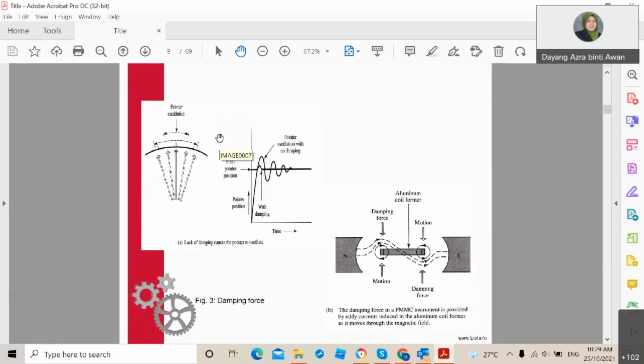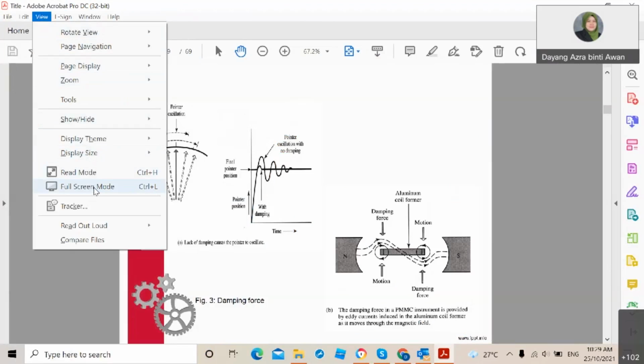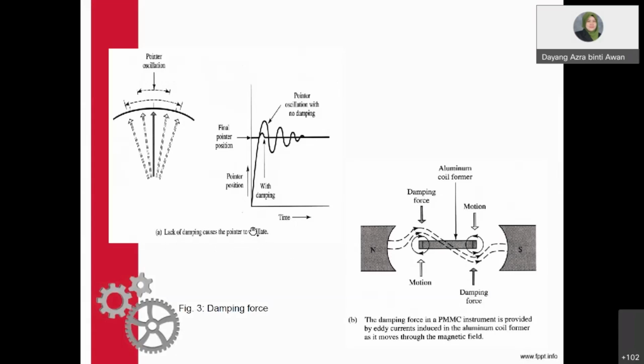So how does it look with the damping forces? If you have a lack of damping forces, it will cause the pointer to have problems with its oscillations. You can see here on the graph the pointer oscillation with no damping, and this one is with damping, showing the final pointer position. Lack of damping will cause the pointer to oscillate, meaning that the reading cannot be collected at a specific time.